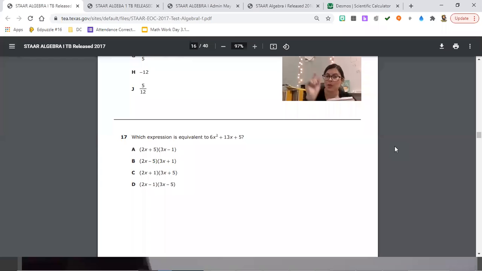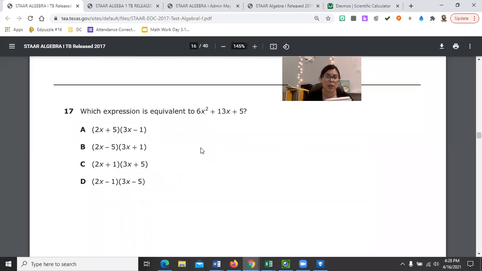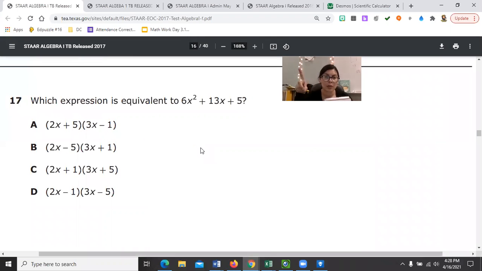Okay, so let's review. What about this one? If they say which one's equivalent, what calculator strategy can you use? Is it the store one? Which one else did I show you? To see the zeros, or to put them into graphs and see which one is the same? Put them in the graph, see which one's the same. So try it. Pause, put them in the calculator, see which one's the same.